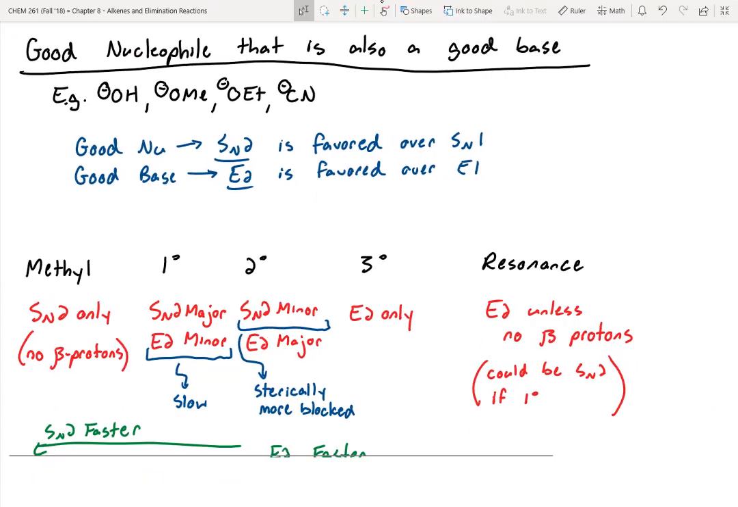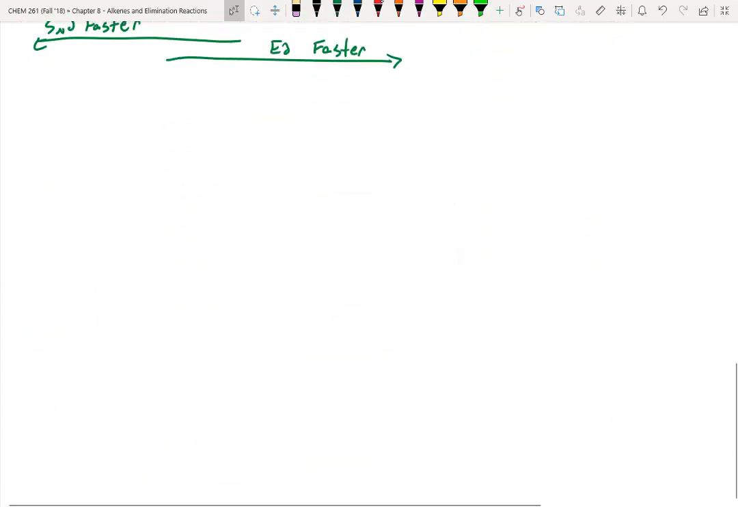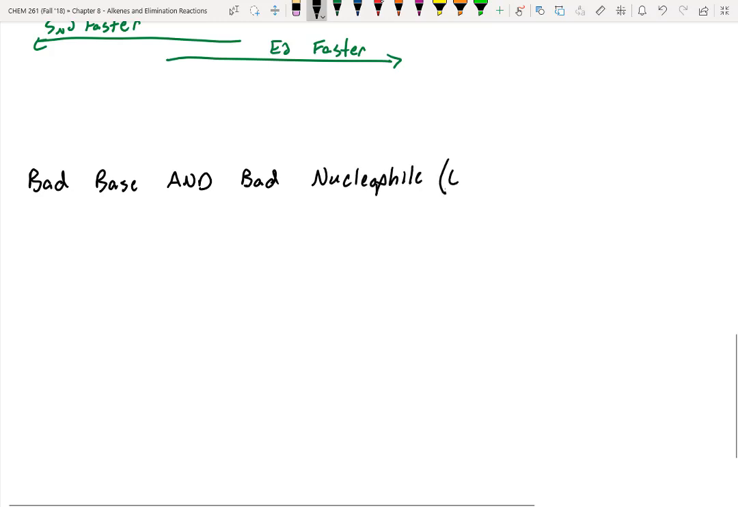All right, one last one. We've done the good bases, good nucleophiles, good bases that are also good nucleophiles. What if we have a bad base, bad nucleophile? Before we do that, let's come up with some things that are bad bases and bad nucleophiles. Water. Really any alcohol.